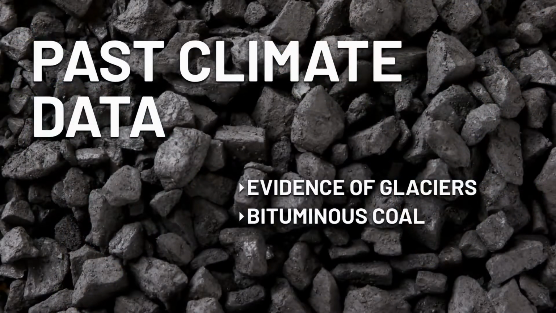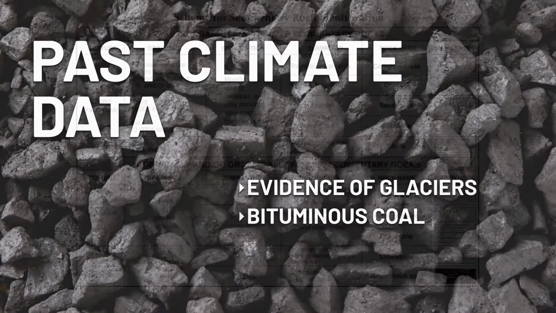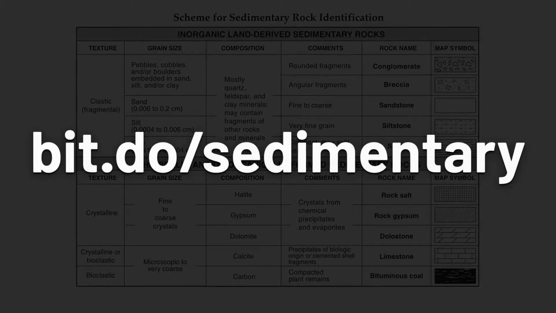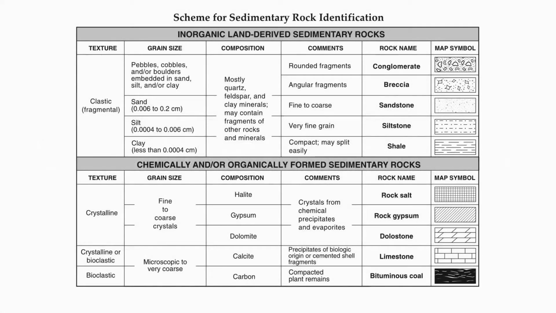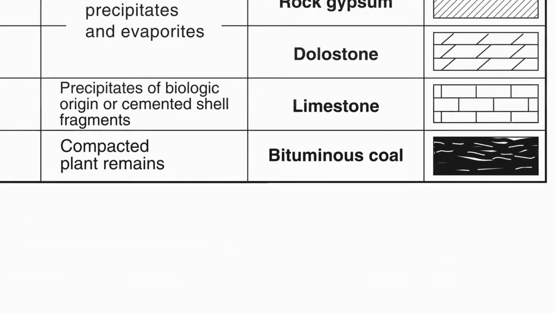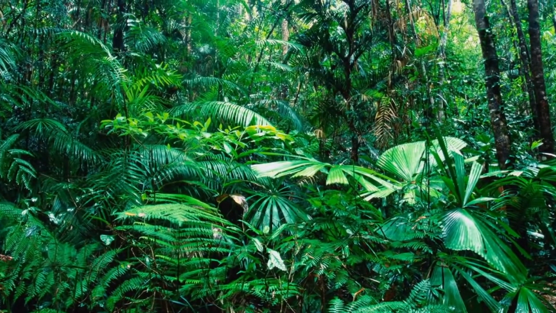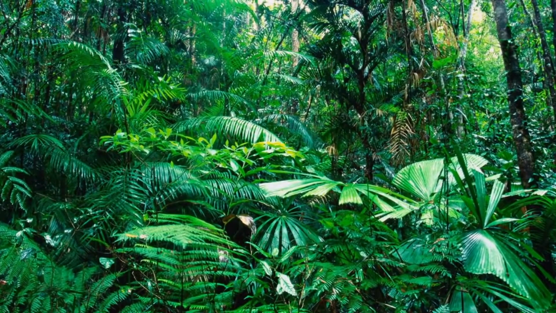Similarly, Wegener looked at rocks like bituminous coal, which is a sedimentary rock that can be found on the New York State Earth Science reference tables. You can find this table at this link. Bituminous coal is a sedimentary rock that is made from compacted and cemented plant remains. But not just any plant remains, tropical plant remains from hot, sticky, humid jungles.